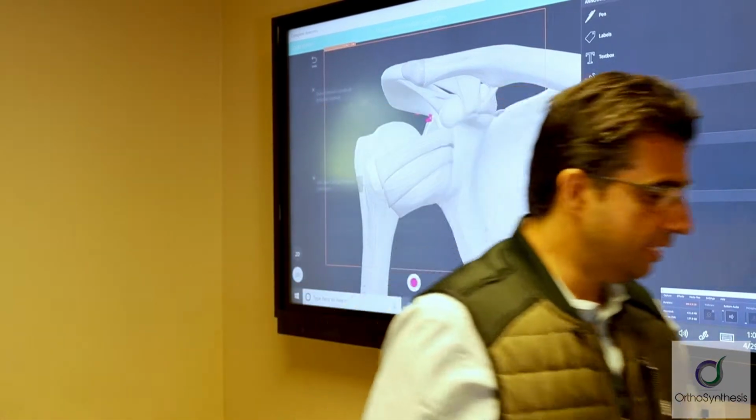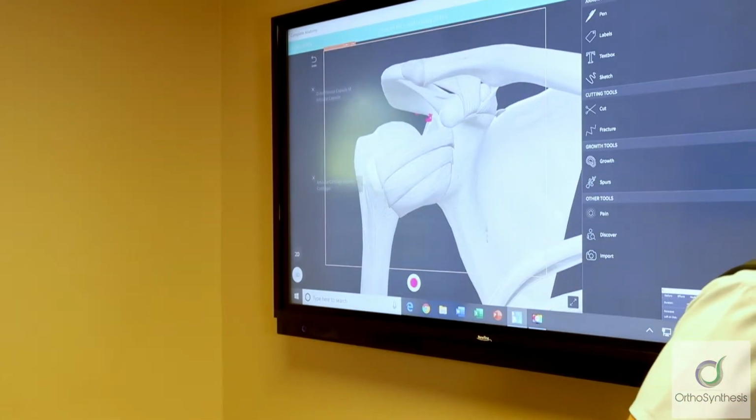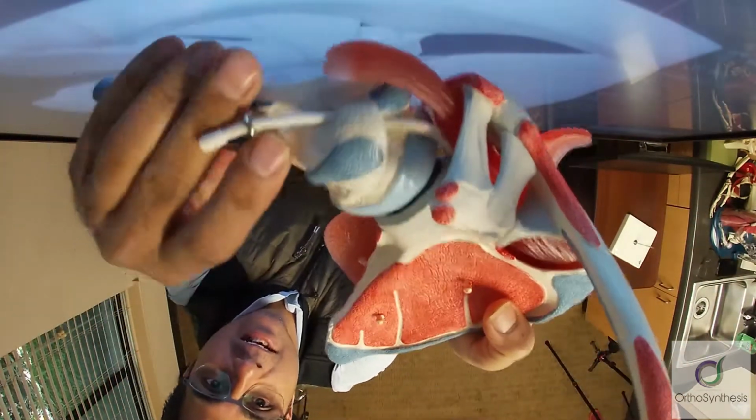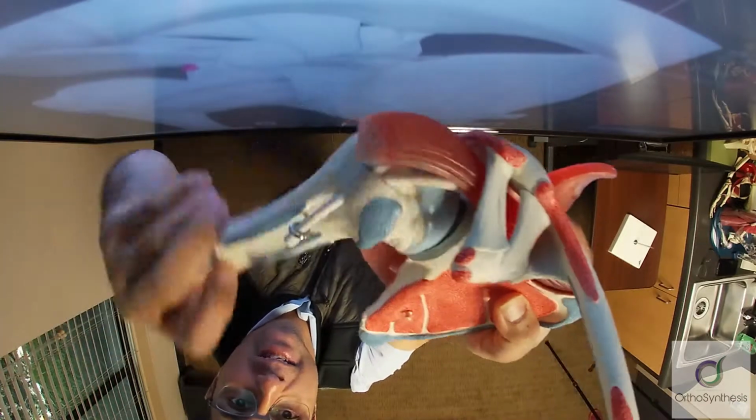So I'm going to show you in the model here. You take the subscapularis out of the way. You see the glenohumeral joint. So there it's all rotating, okay?